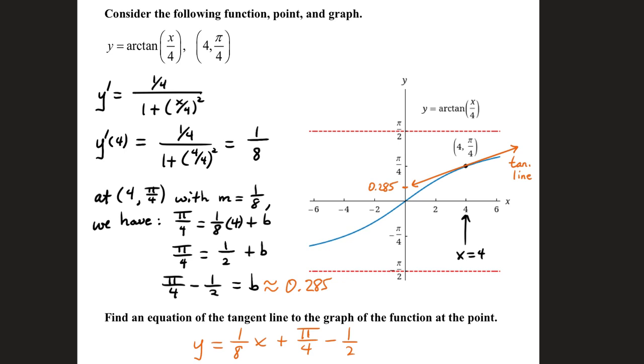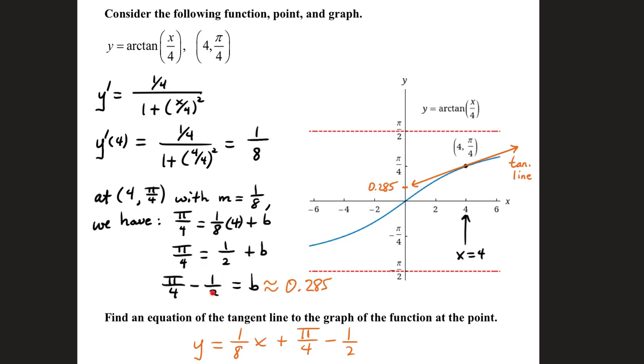Now, to get the equation of the tangent line, we grab the point they gave us. At the point 4, pi over 4, with a slope of 1/8, remember our linear formula is y equals mx plus b. So we have our y equals mx plus b. 1/8 times 4 is a half. Because pi over 4 is an irrational number, when we subtract a half, there's no way that's going to come out to an exact integer, and that's okay.